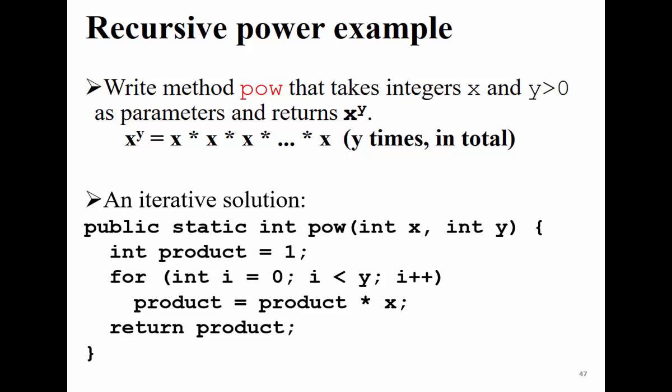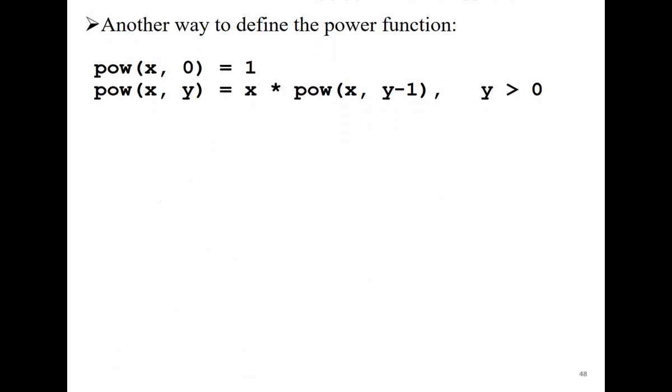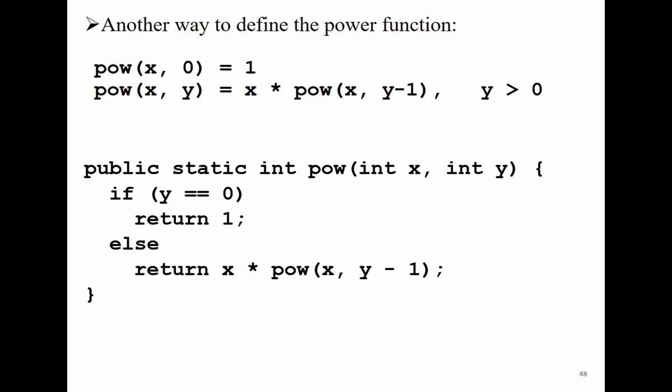Okay, so let us start. We identify that power of x to the power of 0 is equal to 1, yes? Otherwise, we're going to do power of x to the power of y is equal to x times x to the power y minus 1, if y is greater than 0. So this might be the solution here for x and y.